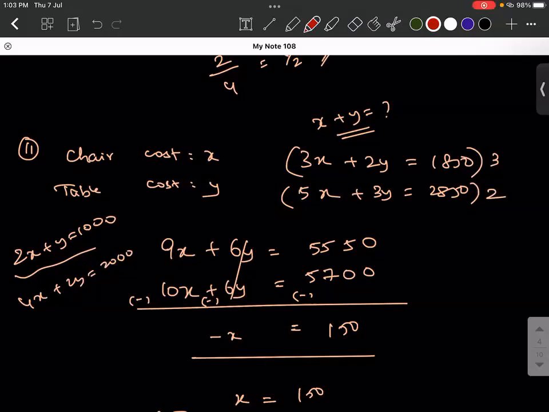Which one? This 3x plus 2y is equal to 1,800. Ah, that also you can do. So you can do that also. But, oh, you wanted this to become 2y. That's it. You can do that.